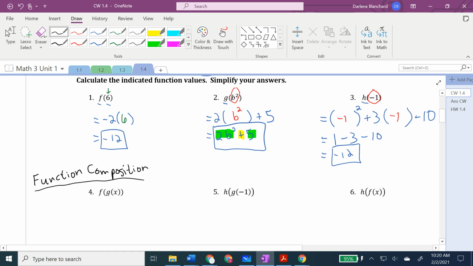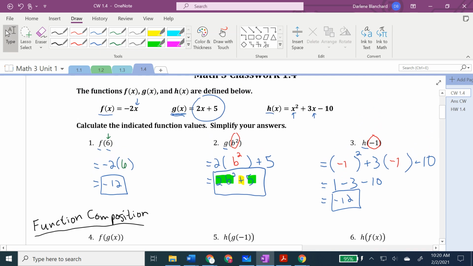Now, when you have a pair of functions, I'm going to erase a little bit. So let's say I just have these two functions. I could add the two functions together. I could subtract the two functions. I could multiply the two functions. I could divide the two functions. Those are your 4 operations that you're used to dealing with.